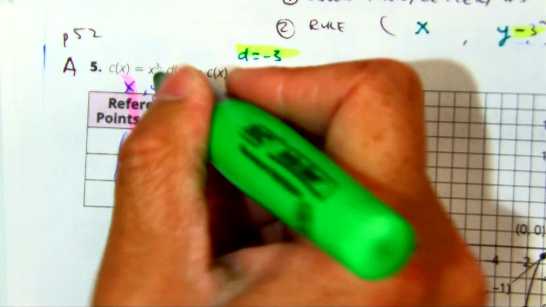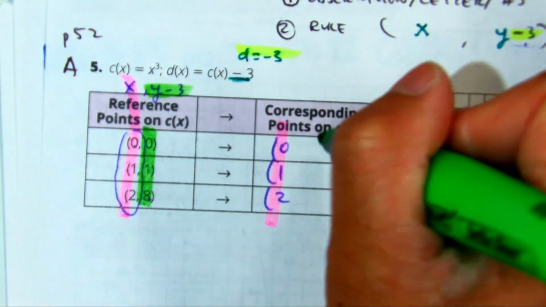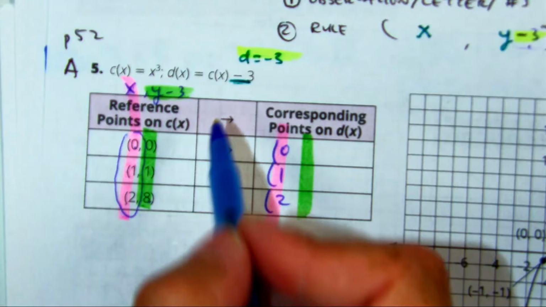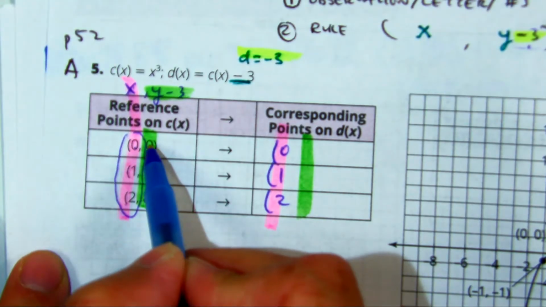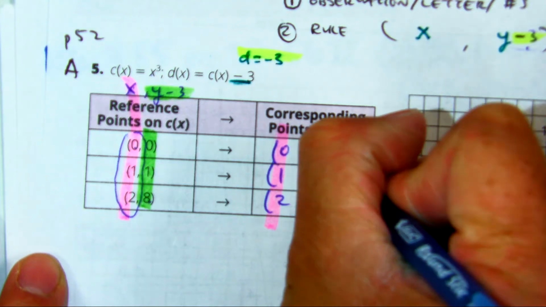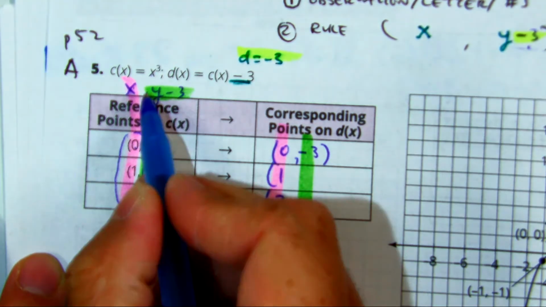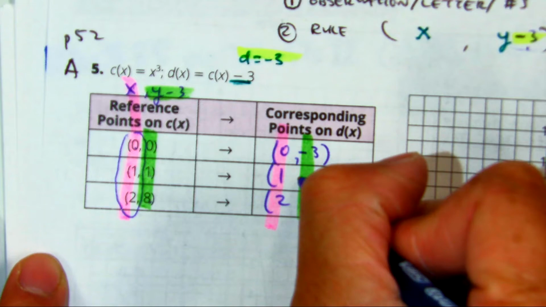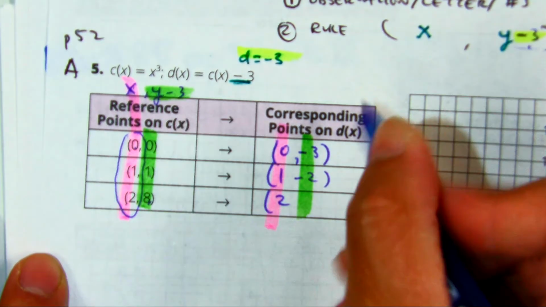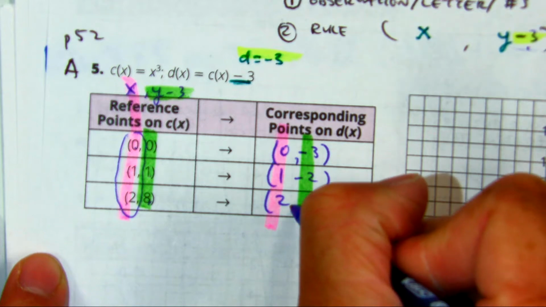Now, I need to subtract 3 from all of the Y coordinates. Subtract 3 from all the Y coordinates. Watch. Class, what's 0 minus 3? -3. 1 minus 3. 8 minus 3. 5.